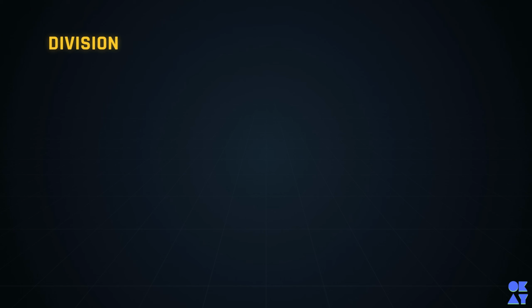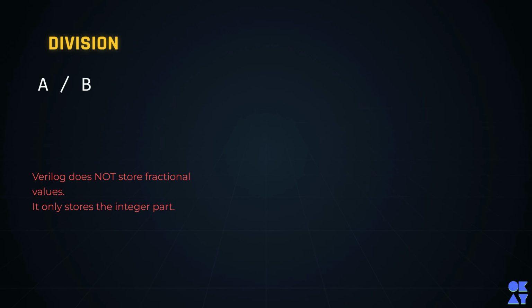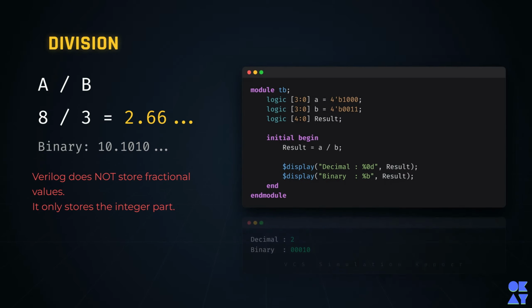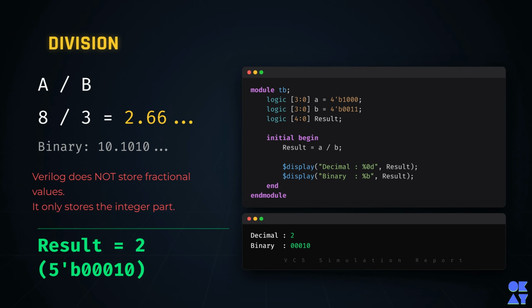Division. Now division. A divided by B, that is 8 divided by 3. The actual answer is 2.66. In binary, it is something like 1.01010, goes on infinitely. But Verilog or SystemVerilog does not store fractional values. It only stores the integer part. So the result becomes 2, that is 5-bit 00010. So even if the actual answer is 2.66, you will only get 2.